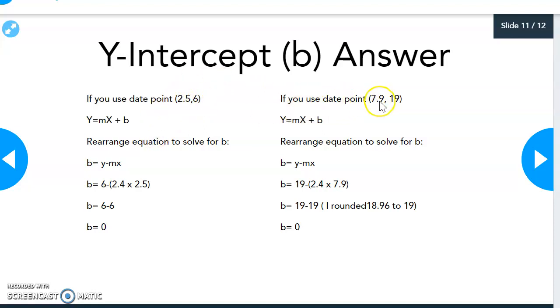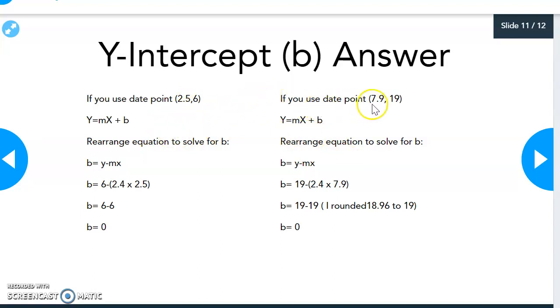I showed you what the calculations would look like with 7.9, 19 if you chose to use that data point. Just note you only have to use one data point. You don't have to do both of these calculations. You can do either or. I just wanted to show you both.